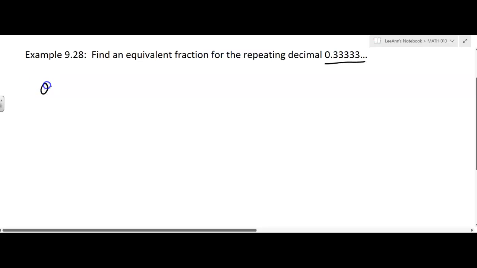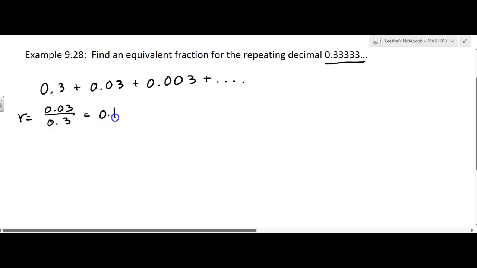Well, then what we have is 0.3 plus 0.03 plus 0.003 plus ... and that's just going on forever and ever. Well, it is geometric. If you take the first two terms and you take 0.03 and divide it by 0.3, you're going to get 0.1. You can do that on a calculator. And if you take the next two terms, 0.003 divided by 0.03, that's also going to be 0.1.